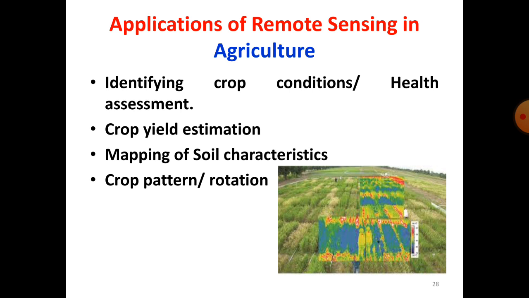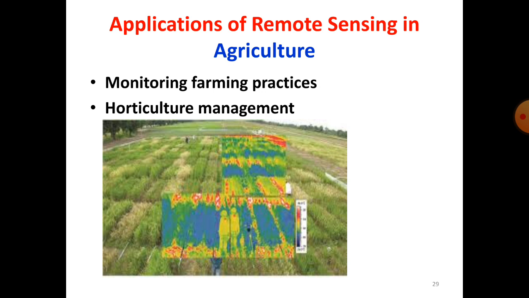It also helps in the crop pattern. Patterning of crop refers to what kind of crop should be grown in what kind of soil. So this is also related to crop rotation. Then monitoring of farming practices. Easily we can identify what kind of crops are having problems in a related geographical area, and the issues can be easily resolved if the information is brought to the notice of the scientific community. Then it also helps in management of horticulture.